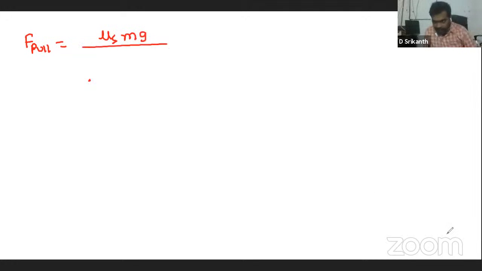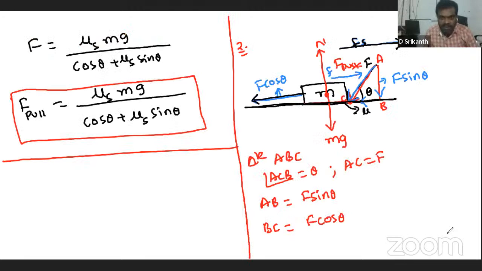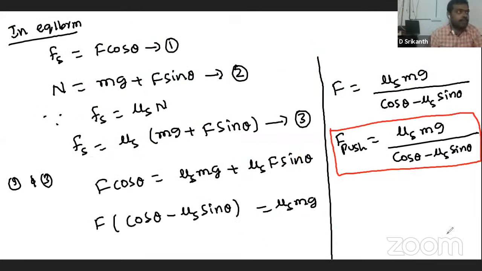Okay, fine. So in the pulling force we got the expression as mu s mg divided by... Sir, before page. Right.